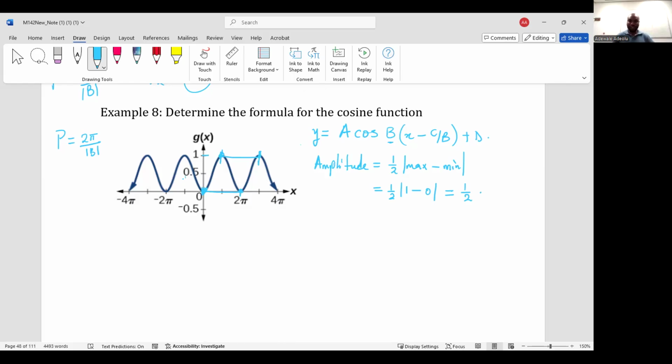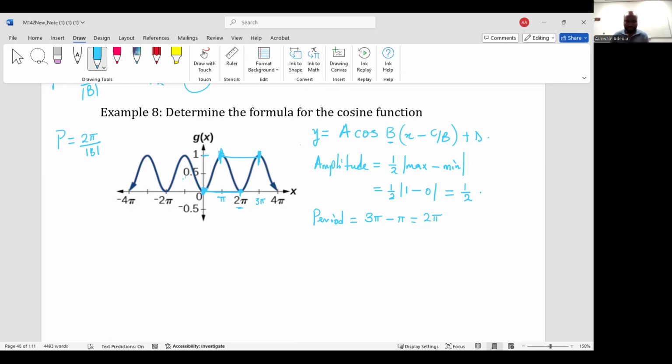Now, that means we can know the period here. Let's see, if this place is 2 pi, it means here is pi, and here is 3 pi. So the distance from here to here will be 3 pi minus pi, and that is 2 pi. That is the period. It means it takes 2 pi for that function to complete one rotation.